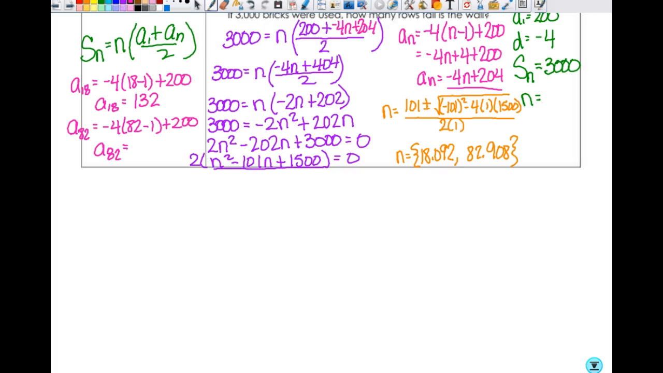What does that give you? Negative what? 124. All right, so does that number make sense? No, because you can't have a negative number of bricks, right? But if you don't even know what these numbers represent, it's hard to figure out whether or not it makes sense. So the 82, even though it gives me an answer mathematically, that doesn't make any sense. My answer is 18. So there are 18 rows.